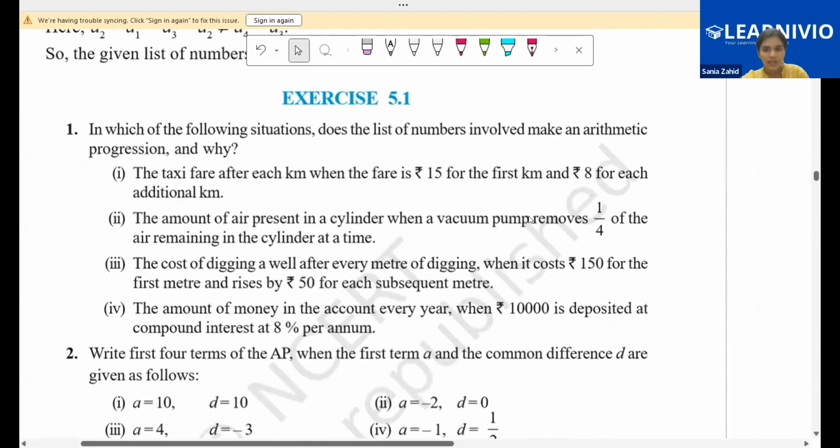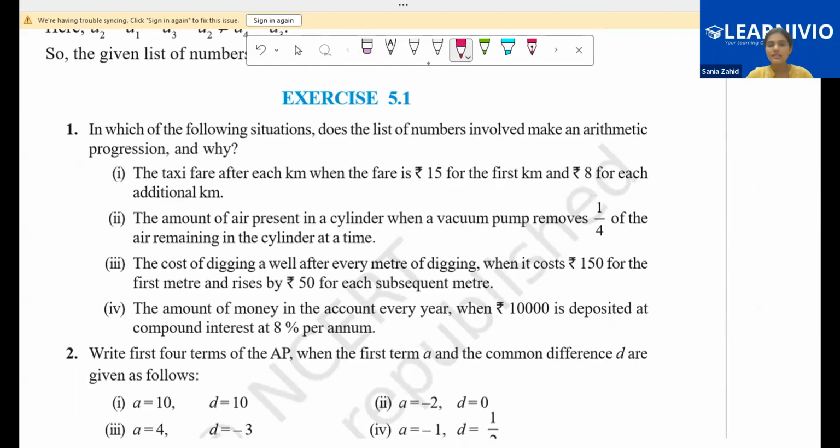I think we started discussing the questions. I just remembered these, explaining you the taxi fare and the cylinder question, right? Yeah. Remember, explain it. Yeah. No problem, we'll do them again.